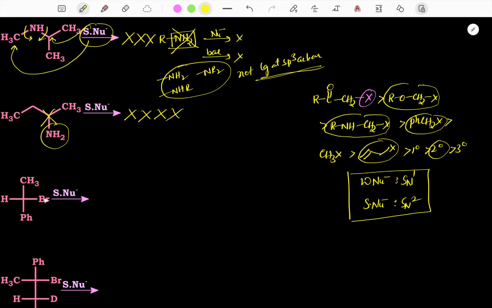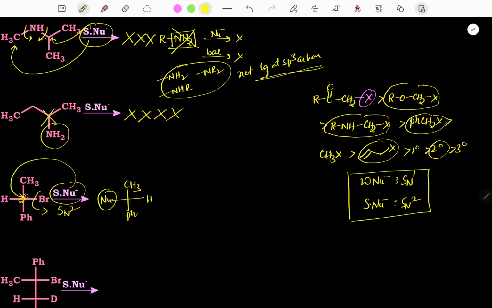Next one. So here is a strong nucleophile and it is a secondary carbon, so Sn2 is possible. Therefore, the nucleophile attacks from the back side with respect to the leaving group.